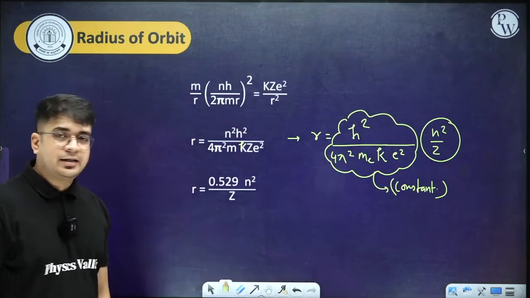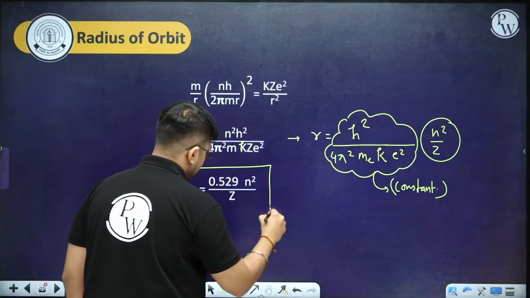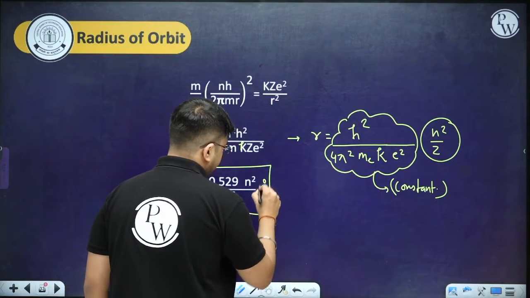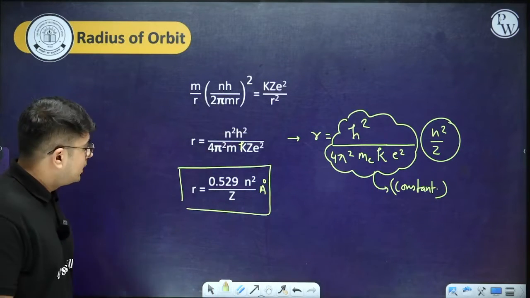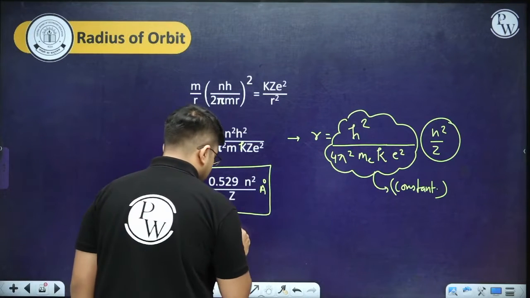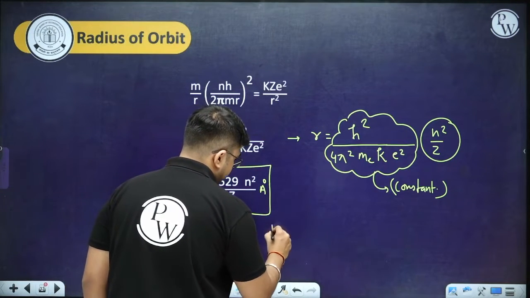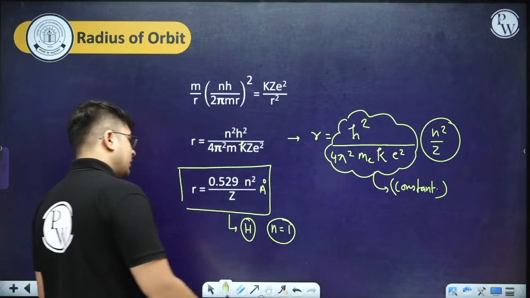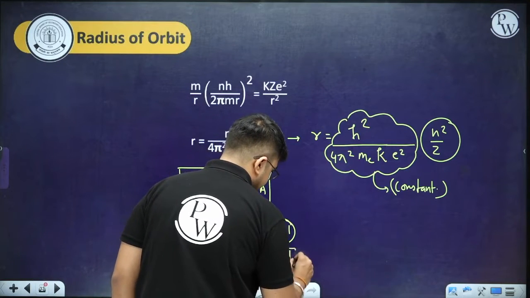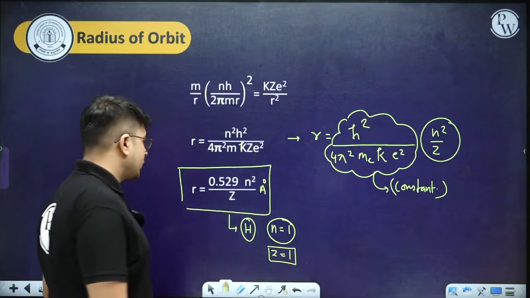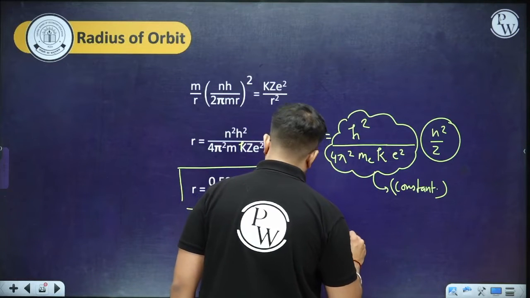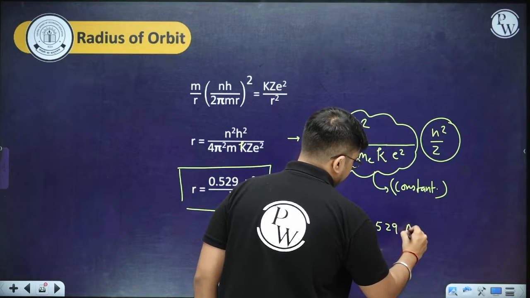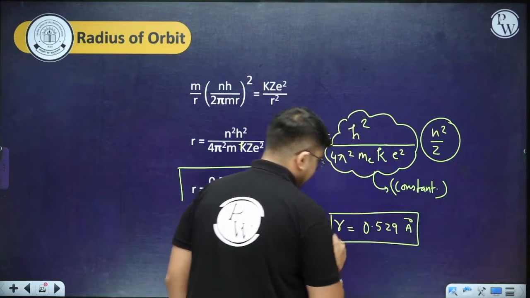After solving the entire part, you will be left with the equation r is equal to 0.529 n square upon z in terms of angstrom. Now in this case, for hydrogen atom, the n value is 1 because 1 electron is present, so definitely it should be in the first orbit. Z value is also 1, since for hydrogen the atomic number is 1. So in case of hydrogen atom, the r value will be 0.529 angstrom. I hope this entire part is clear to everyone.